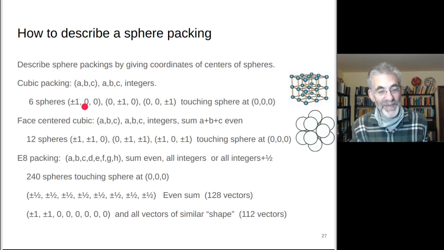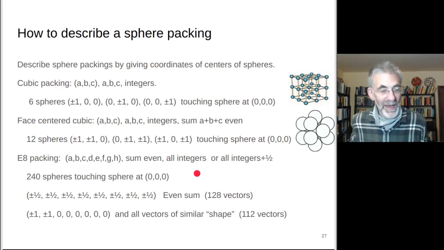And you can see immediately there are 6 spheres touching a given sphere, and the spheres touching a given sphere have these coordinates. Face-centered cubic is kind of similar, except you apply the restriction that the sum of these integers has to be even. And in this case, you can easily see there are 12 spheres that are closest to the origin, given by these 12 points.